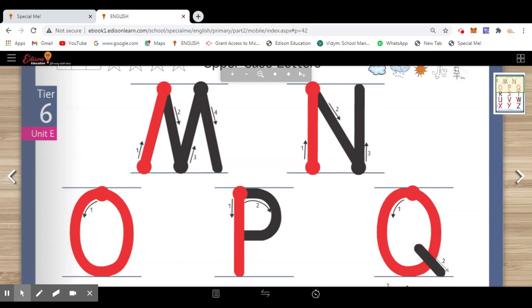O, O, O. Ox, orange, octopus. Ox, orange, octopus. O is the sound of O.